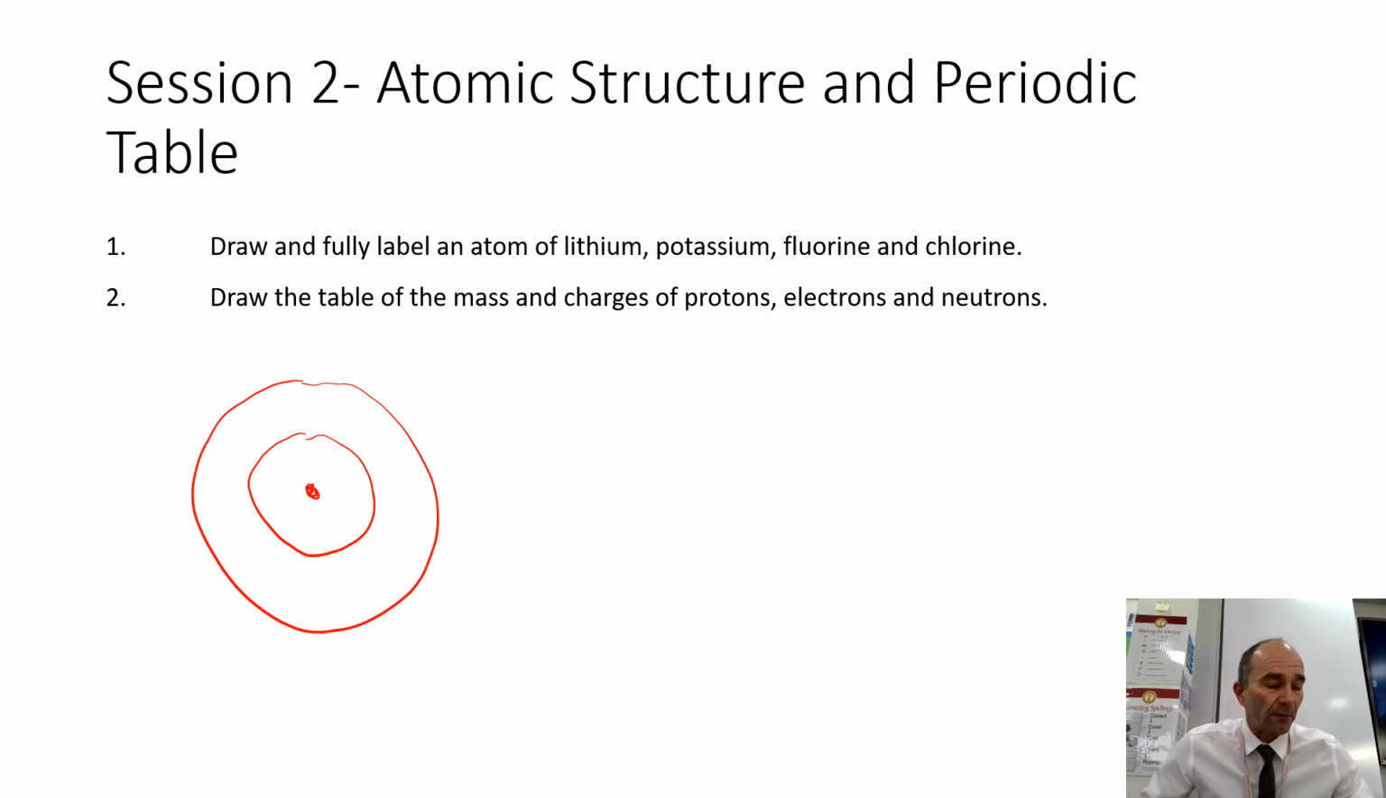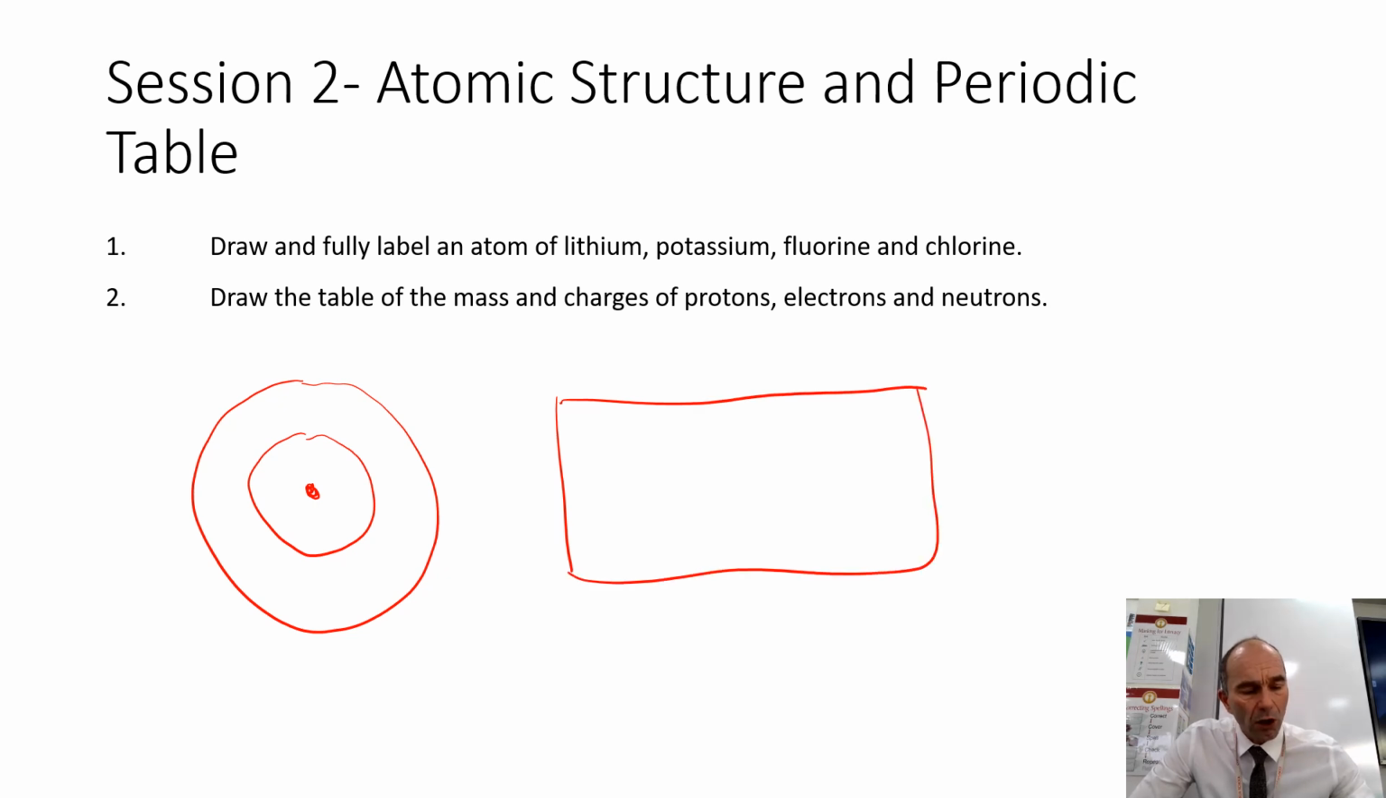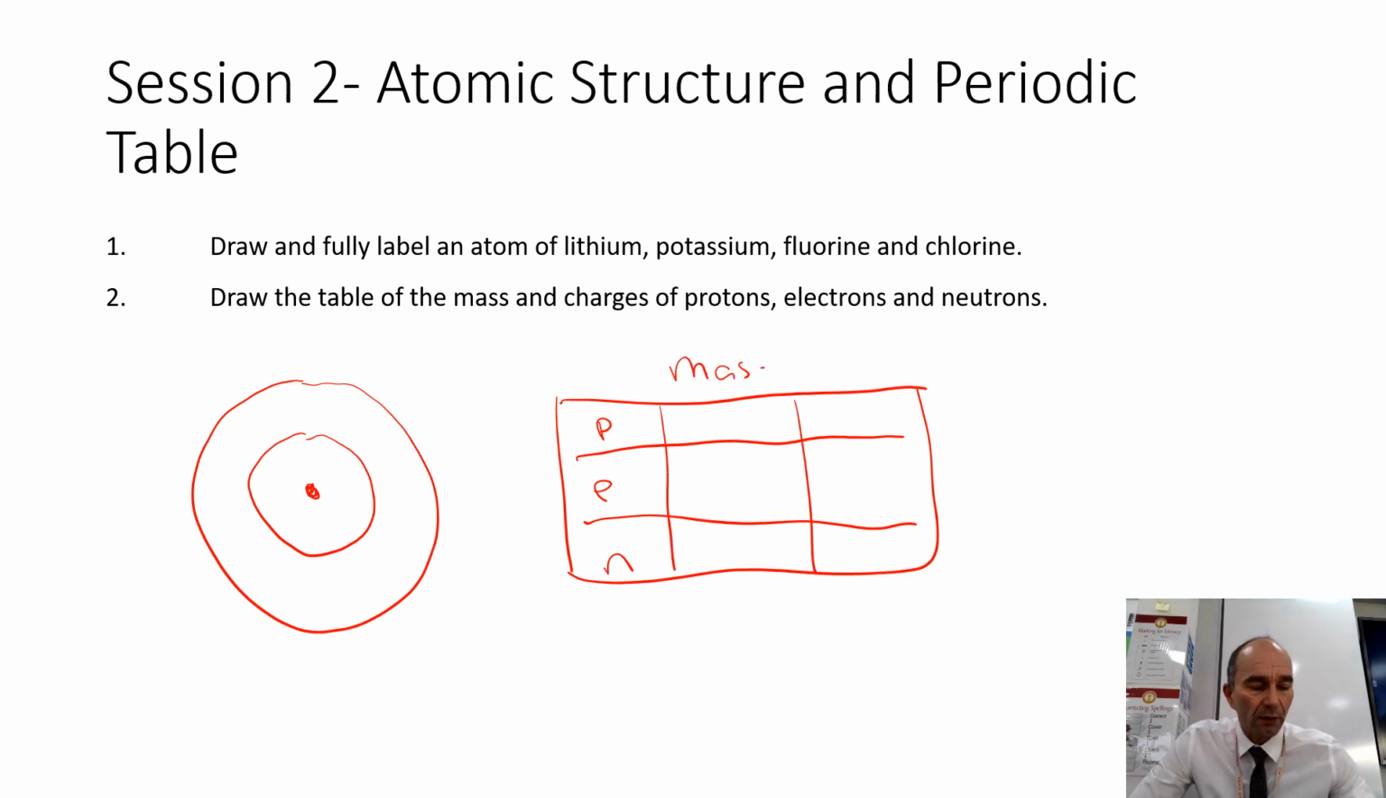in the outer shells. Second activity, you need to draw the table of the mass and charges of protons, electrons and neutrons. So just a quick table looking at protons, electrons and neutrons, and we need to know the mass and the charge of each subatomic particle.